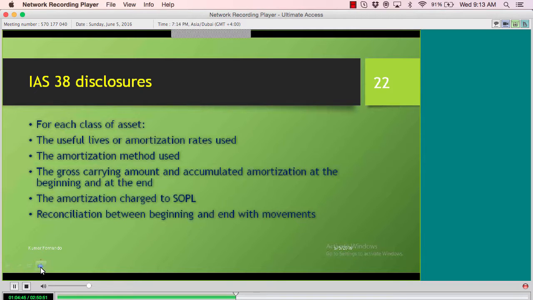IAS 38 says whenever there are intangible assets, you must say what those intangible assets are: patent rights, brand names, copyrights, whatever; the useful life period; the amortization method used; whether it is the revaluation method or the historical cost method; the gross value, original cost minus accumulated amortization, opening figure, closing figure; what you have charged to the P&L; and a movement starting from the opening to the closing. This is applicable even for IAS 16 tangible assets.